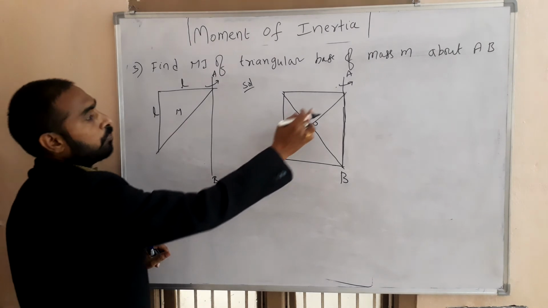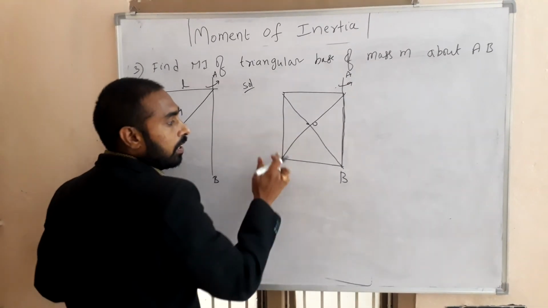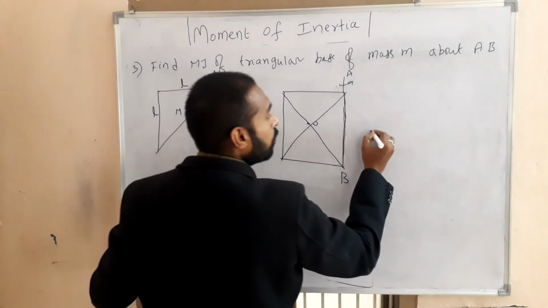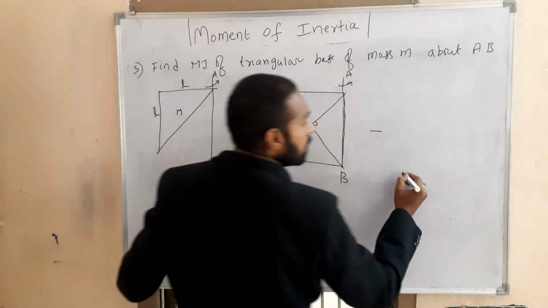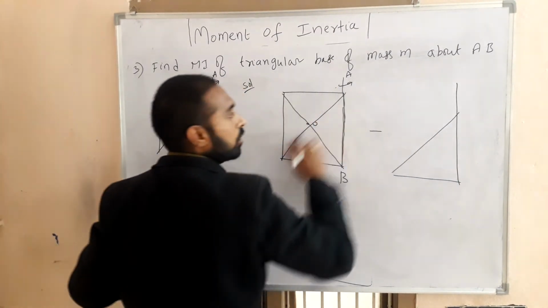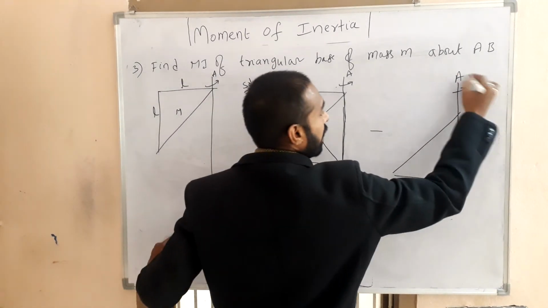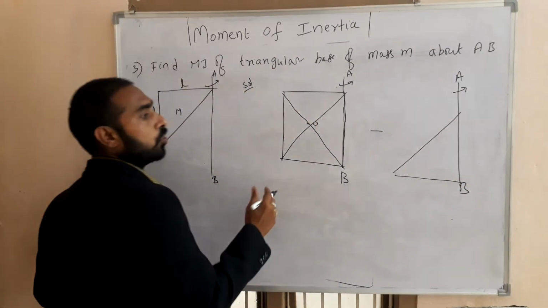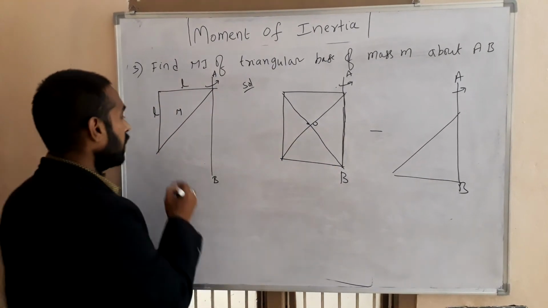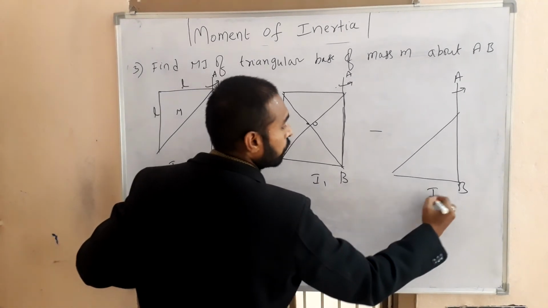So if I would like to take out this portion, you will get the same thing. What I would like to remove is this portion. This is like AB. If you remove this portion from this, you will get this. So I am taking this as I0, this as I1 and this as I2.